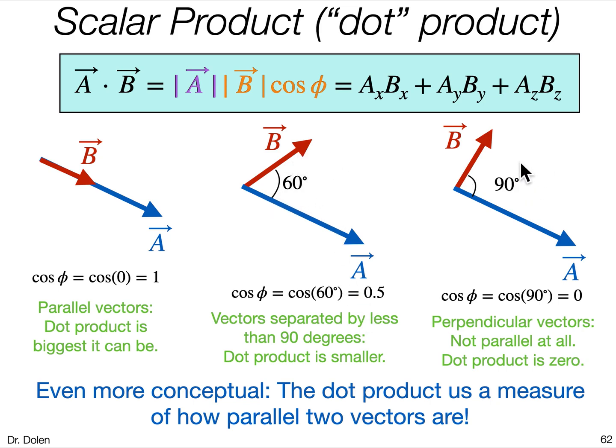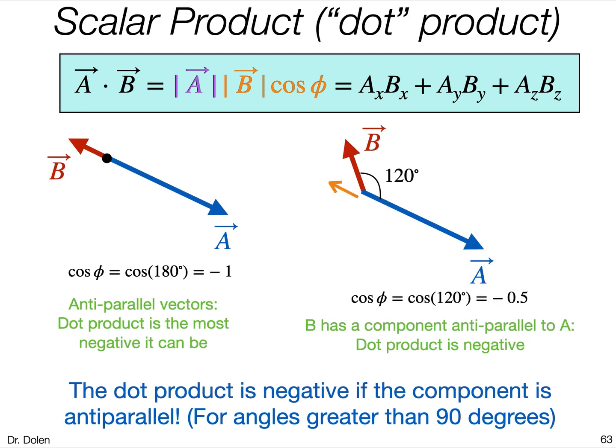Okay. Finally, if I calculate the dot product for two vectors which are perpendicular to each other, when I do cosine of the angle between them, cosine of 90 degrees is 0, right? So in this case, these vectors aren't parallel at all. There's no component of B which is parallel to A, so therefore the dot product is 0. Right? So you can kind of see that the dot product, or the scalar product, tells you how parallel two vectors are. Okay.